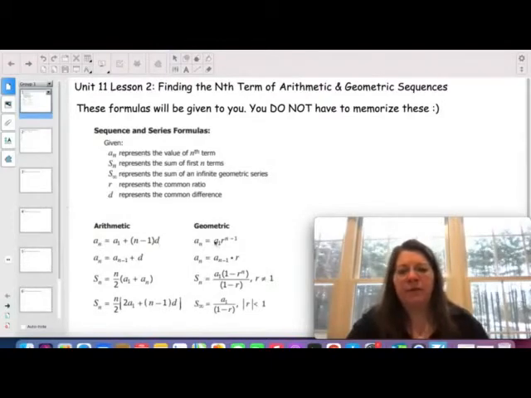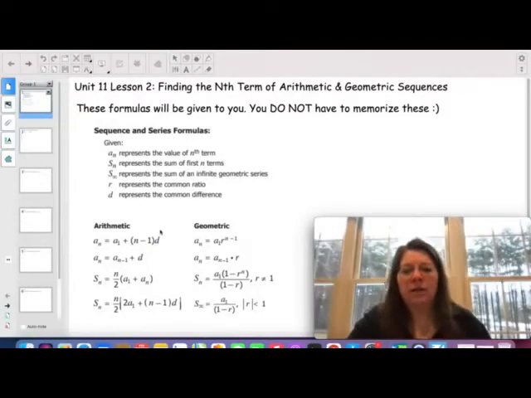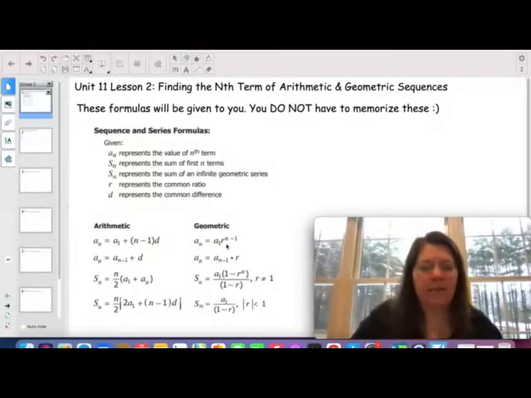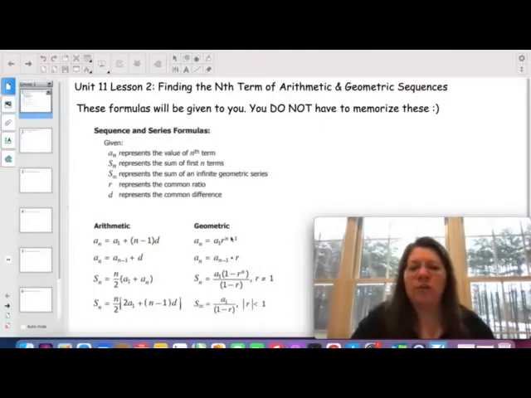D is the common difference, r the common ratio, and we learned about the common difference and common ratio when we were talking about whether the sequence was arithmetic or geometric. D means it's arithmetic and you're adding something to get to the next term. R means that it's geometric and you're multiplying by something to get to the next term. So that's just a quick introduction of the formulas. You will use these formulas in all of the problems that you do in this section.